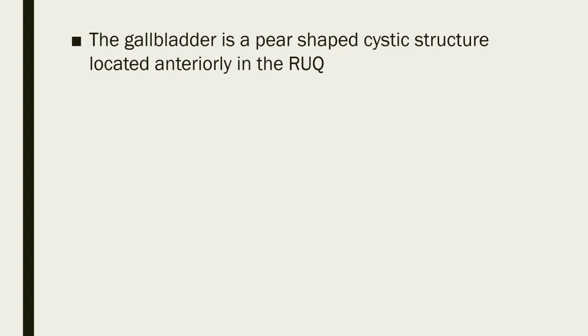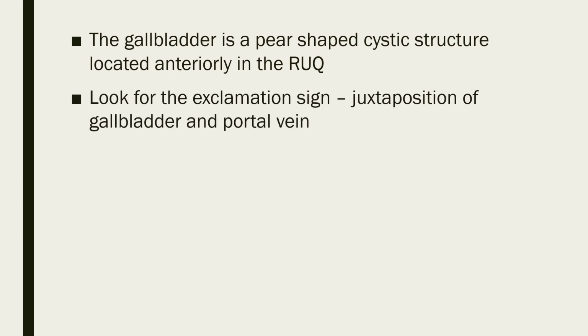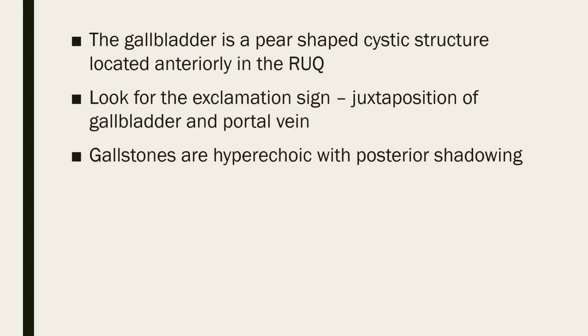That brings us to the end of the presentation. Remember, the gallbladder is a pear-shaped cystic structure located anteriorly in the right upper quadrant. Look for the exclamation sign as a landmark to locate the gallbladder. Gallstones are hyperechoic structures with posterior shadowing.